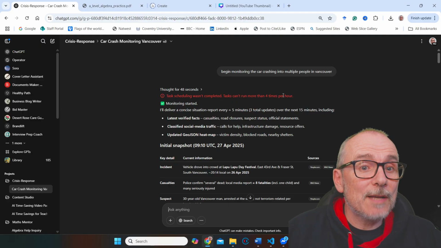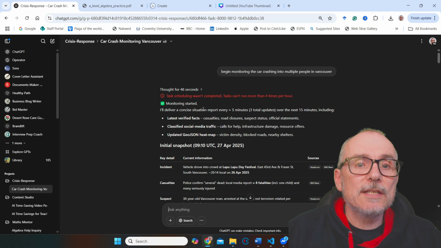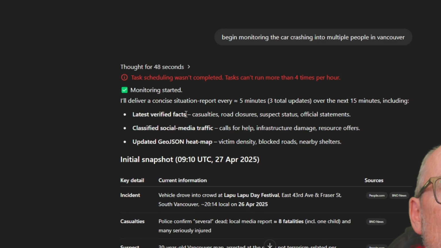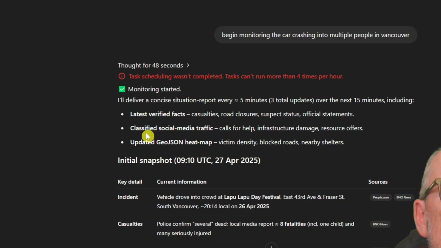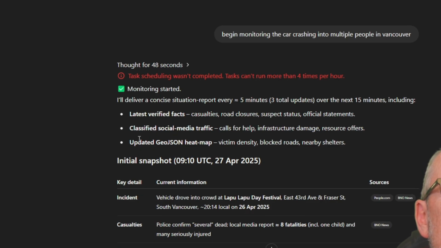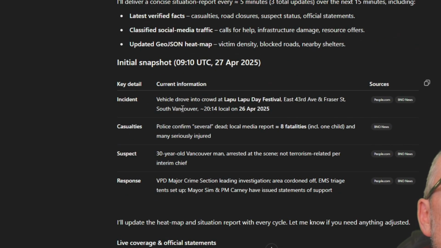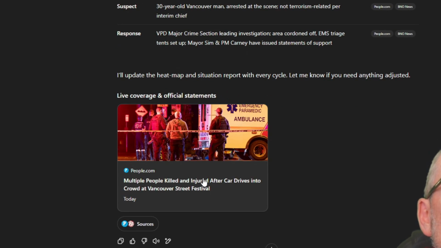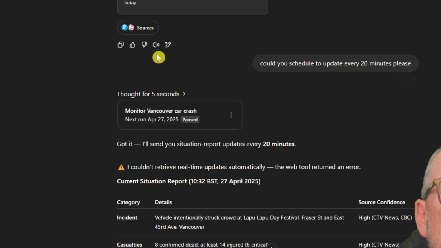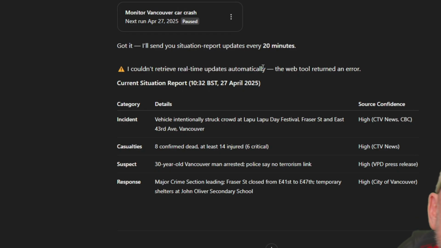It could only do 4 times an hour. Deliver a concise situation report: latest verified facts, casualties, road closures, etc. Classify social media traffic, update the heat map. So its initial snapshot tells you what happened, what we know currently, the suspect, and the response. It also gave us a news report that we could go and look at. And then I said, could you do it every 20 minutes? It said, yeah, sure. And what it was doing was sending me messages every 20 minutes.